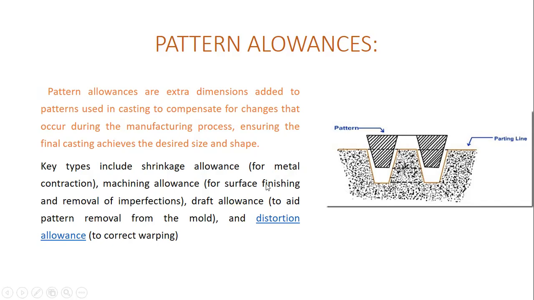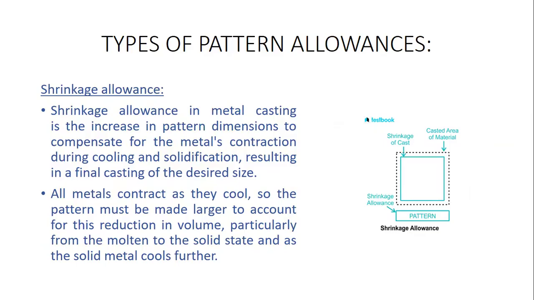So we will see some of the different types of pattern allowances according to the literature classification. They are shrinkage allowance, machining allowance, draft allowance, and distortion allowance. Let us see all those types in detail in the subsequent slides. The first one is shrinkage allowance.